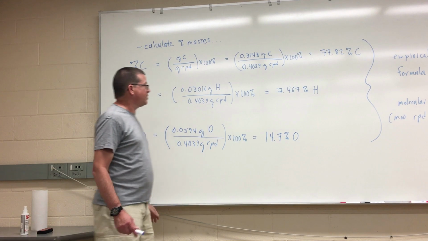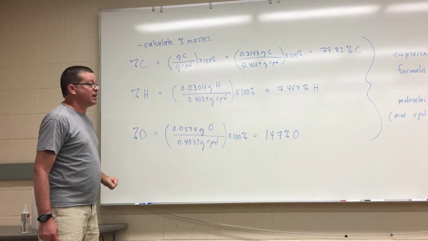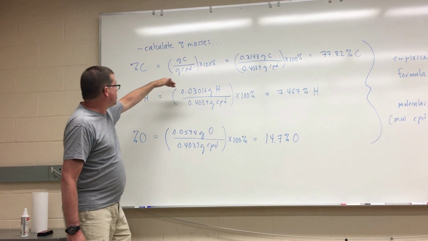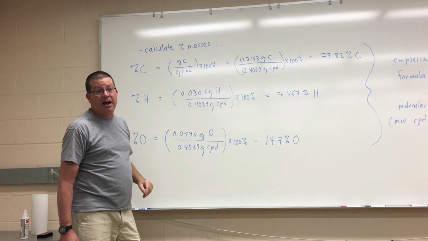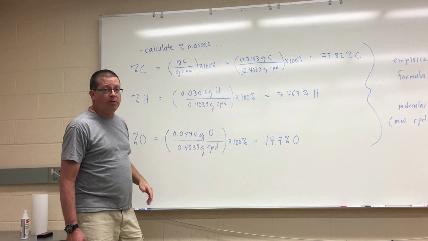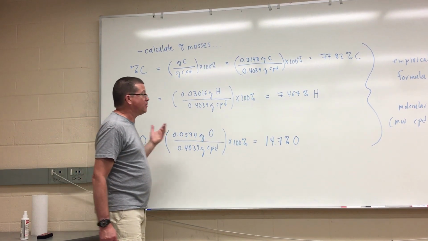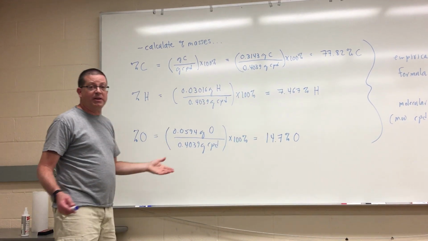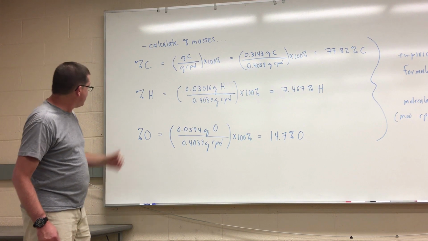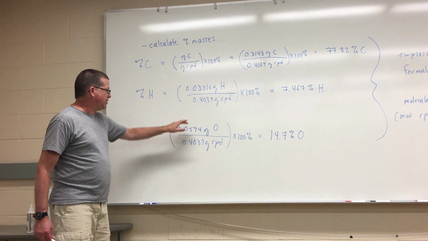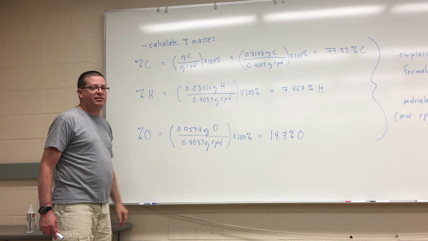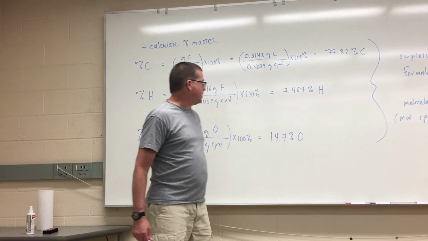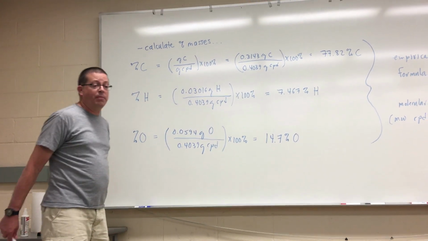And we get 77.82% carbon by mass. The very same thing can be done with the hydrogen mass. What we can do is take the mass of the hydrogen that we got, divide it by the mass of the compound, multiply by 100% to give us a percent, and I get 7.467% hydrogen. Again, check my sig figs as we go here. All right? And finally, we can do percent oxygen. So the mass of the oxygen divided by the mass of the compound that we burned times 100%, and we get 14.7% oxygen in the compound by mass.